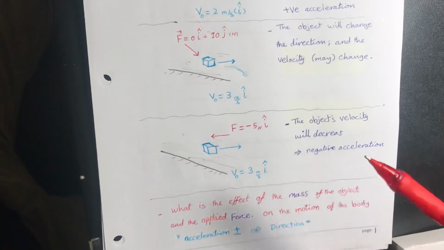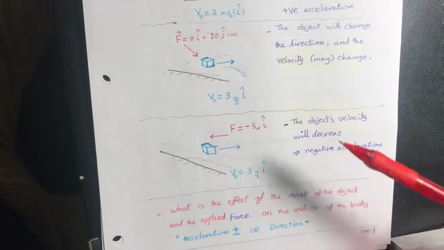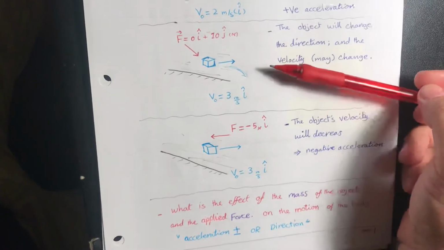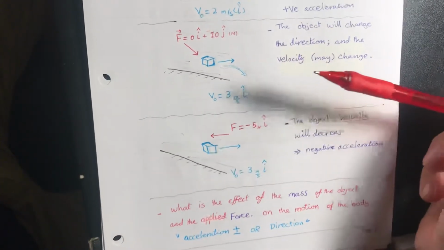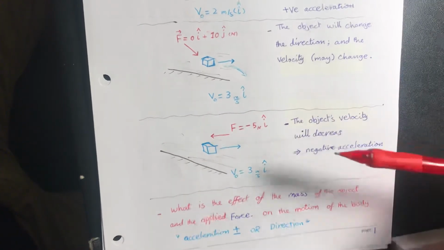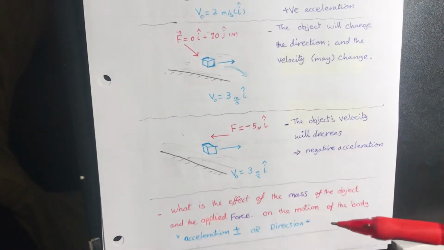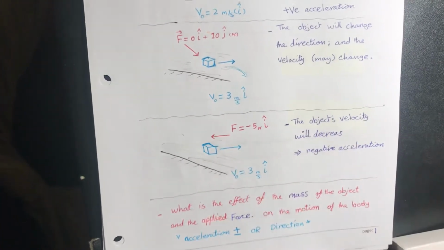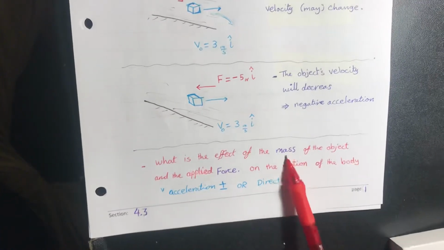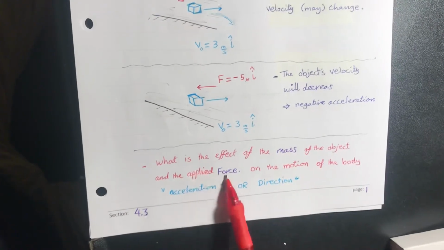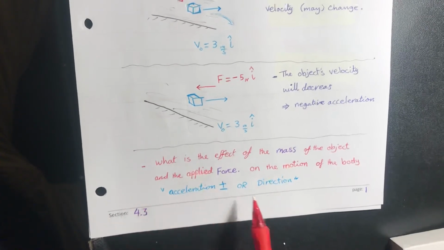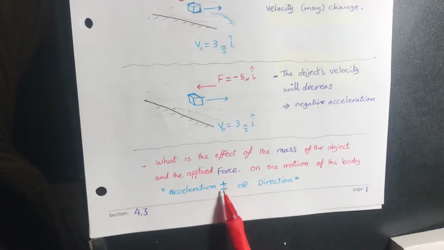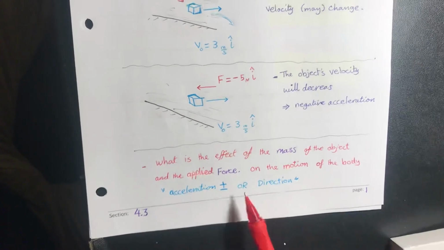So if we have acceleration, whether negative or positive, or a change in direction for the moving body, then we have an applied force acting on an object. The effect of that force depends on the mass of that object and the magnitude of that applied force. Then we have a positive or negative change in velocity, which is acceleration, or a change in direction.